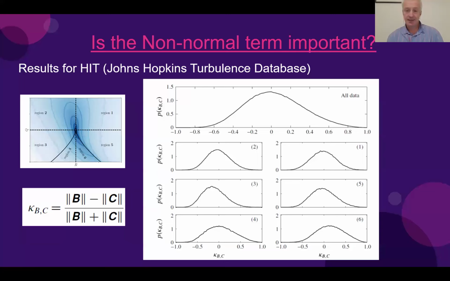To start off, I've defined this little index down the bottom left, kappa BC, as the normalized difference in the norms between B and C in the tensors. This is for the Johns Hopkins turbulence HIT database at Taylor-Reynolds of 433. The key thing to notice is that the modes of these distributions are typically close to zero. In other words, the non-normal contribution is actually as big as the part that's in the eigenvalues. So if your analysis is purely focused on Q and R, in other words, that diagram with the regions we've already looked at, you're missing, in a sense, half of the physics, because roughly the mode of this distribution is sitting at zero in the middle.